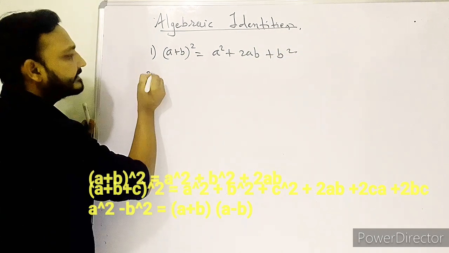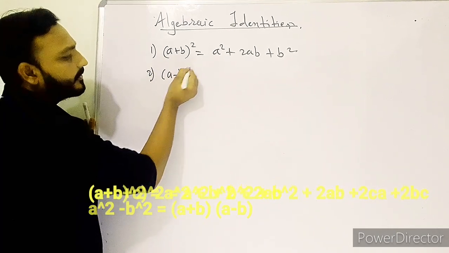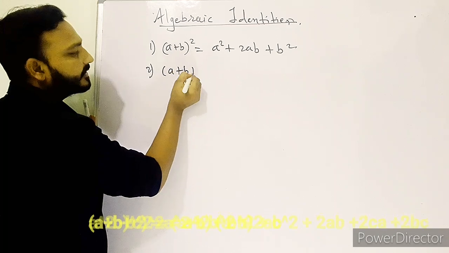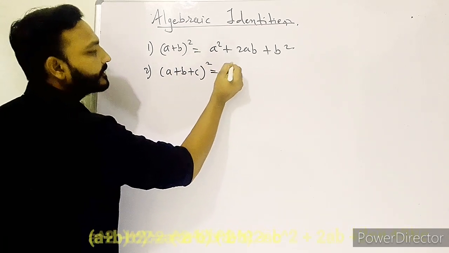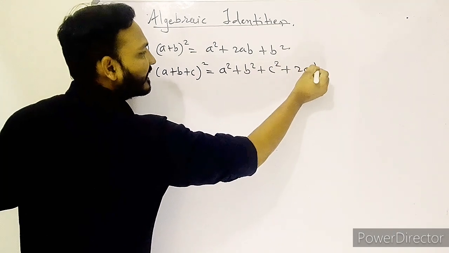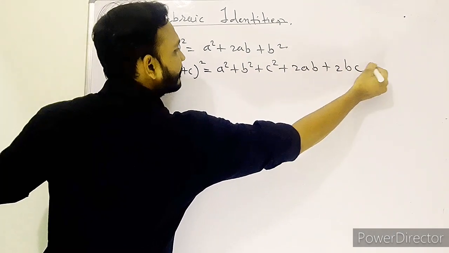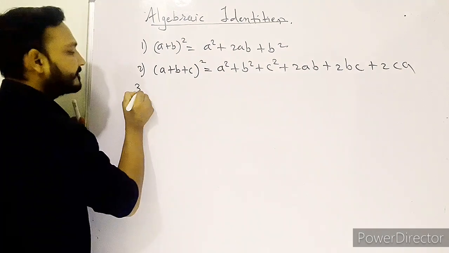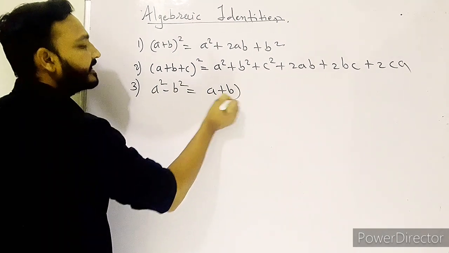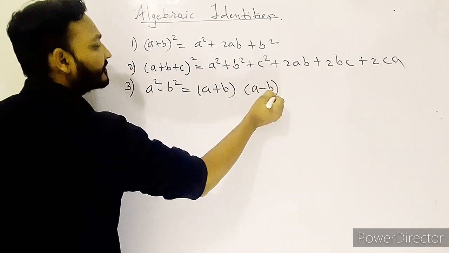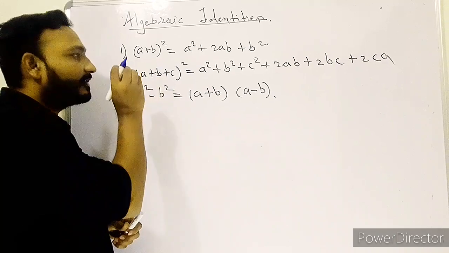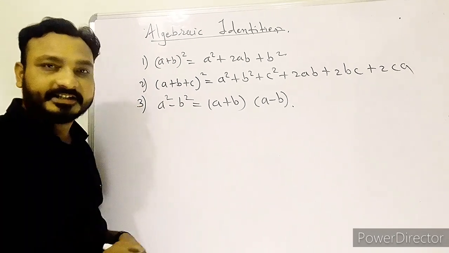Second, (a minus b) whole square equals, or we take here (a plus b plus c) whole square equals a square plus b square plus c square plus 2ab plus 2bc plus 2ca. Next one is a square minus b square equals (a plus b) in one bracket, (a minus b) in another bracket. Why I purposely wrote only three identities?